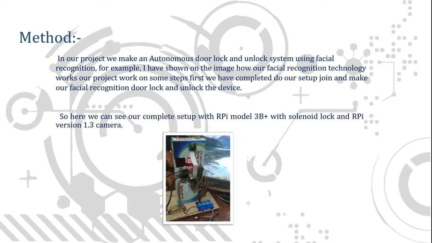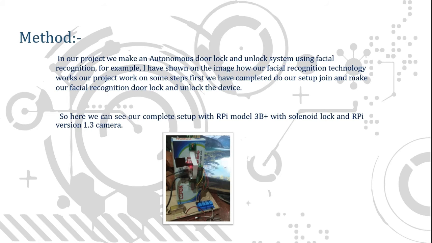Methods. How are we recognizing, and what type of method are we using in our project? Actually, we make an autonomous door lock and unlock system using facial recognition. In this picture you can see our complete model setup. At the top you can see our RPi camera, and at the bottom of the camera you see our RPi, and after this we also have our relay and solenoid lock.